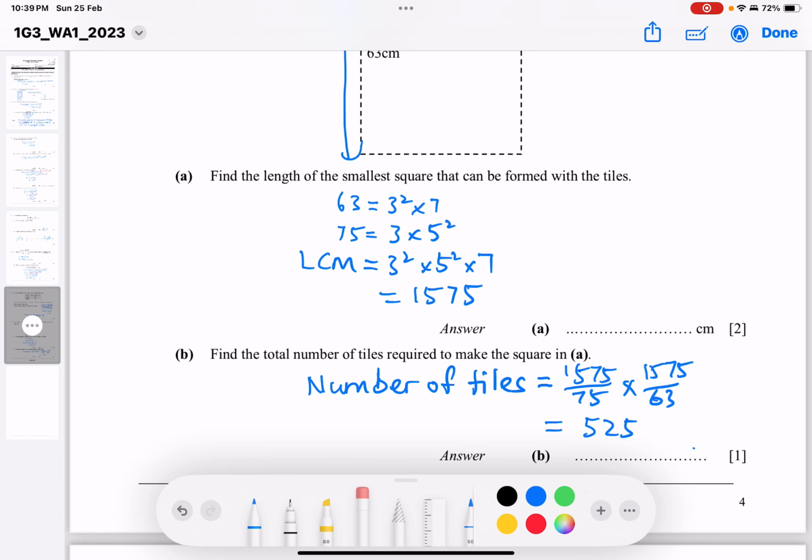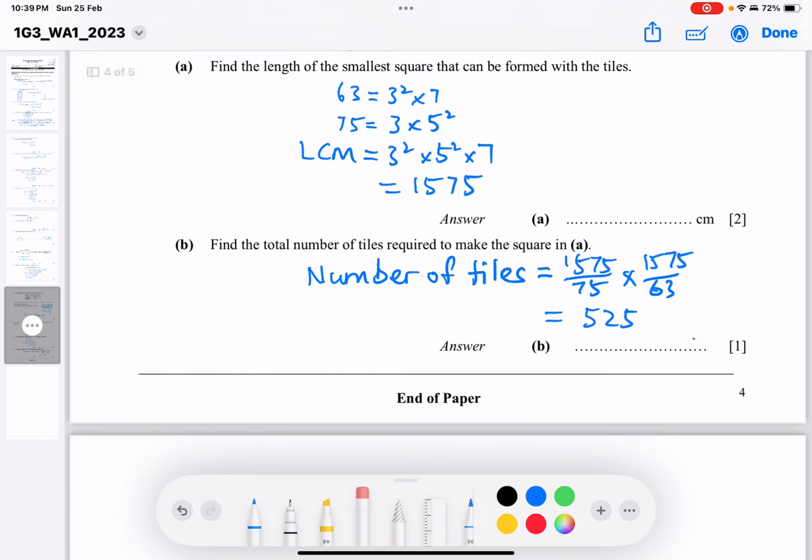And that completes the discussion for the WA1 2023 paper. Thank you.